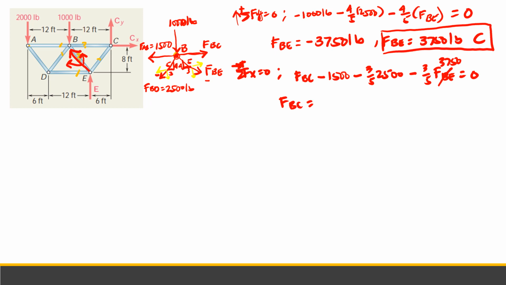So FBC is equal to positive 5,250 pounds, which is in tension. So our assumption was correct: tension. Okay, so we have solved the two unknown bar forces. So FBC is 5,250 pounds and FBE is 3,750 pounds. Okay.